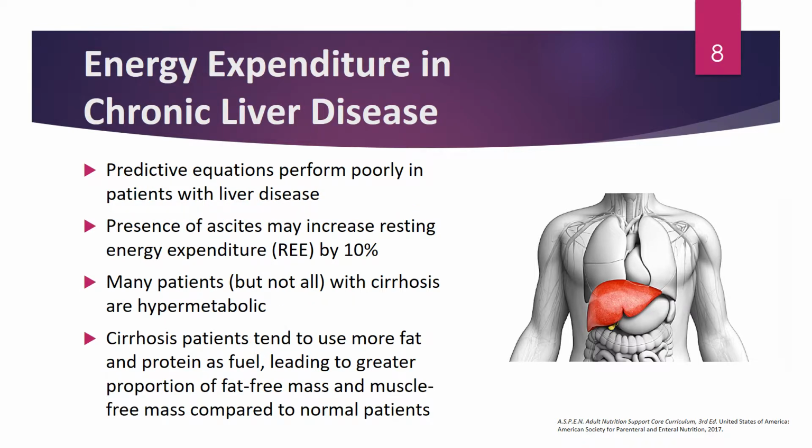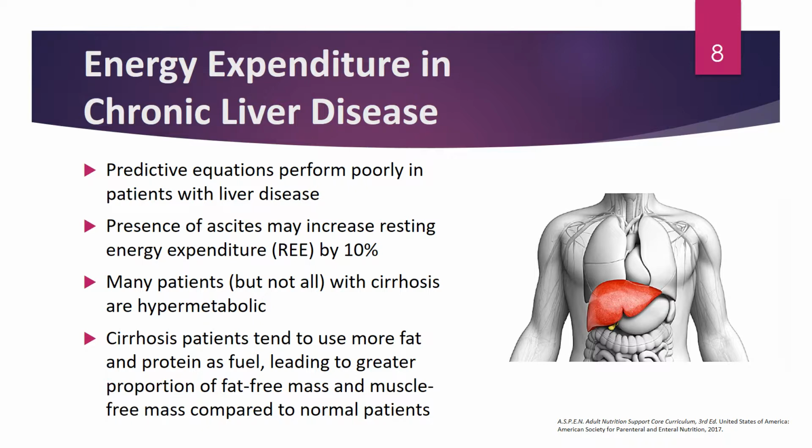In regards to energy expenditure in chronic liver disease, so this is patients who have had liver disease over a long period of time and it has been well developed, predictive equations perform poorly in patients with liver disease. If you remember our predictive equations, those are like the Harris-Benedict equation, for example. And remember, the Harris-Benedict equation has been studied primarily in healthy patients. Therefore, in patients that have chronic liver disease who are unhealthy, it may not perform as well.